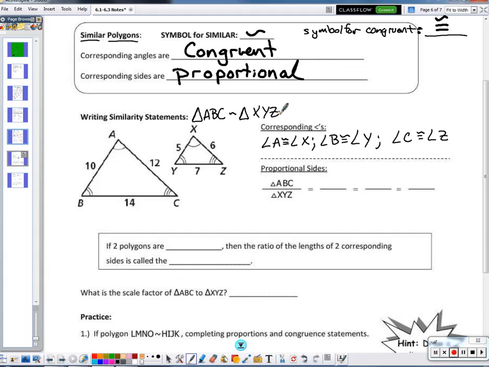So, which sides would match up? What would AB pair up with? XY. So AB would be proportional or have the same ratio as XY. What about BC and YZ? They would also have the same ratio. And the final pairing of sides, CA or AC, and XZ. Everybody see how the ABC triangle is always on top and the XYZ triangle is always on the bottom? Yep.